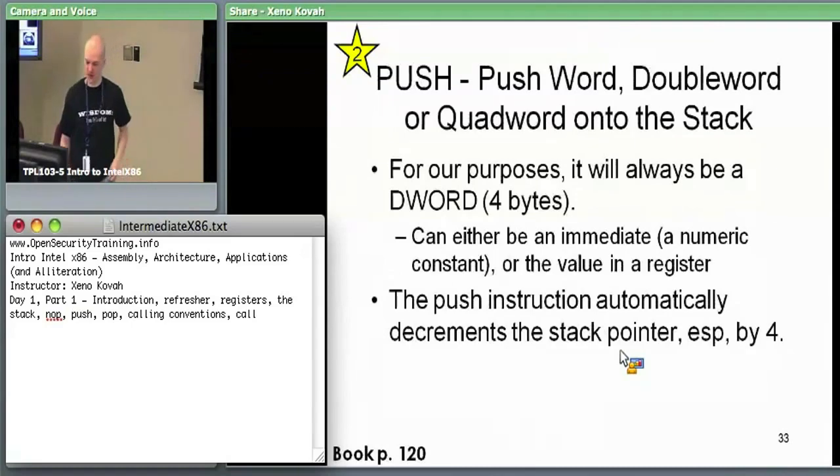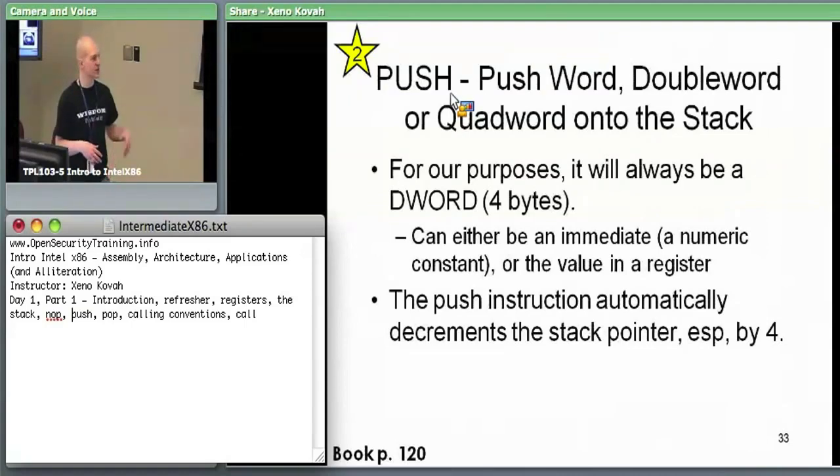All right, so our second instruction here is going to be push. You can push a word, 16-bit value, or a double word or a quad word onto the stack, according to the manual. But for our purposes in this class, we're only going to be talking about D words. You're only pushing 4 bytes onto the stack at once. And this value which you're pushing can either be an immediate, which is like a constant value that's hard-coded into the assembly instruction, or it can be a value in a register.